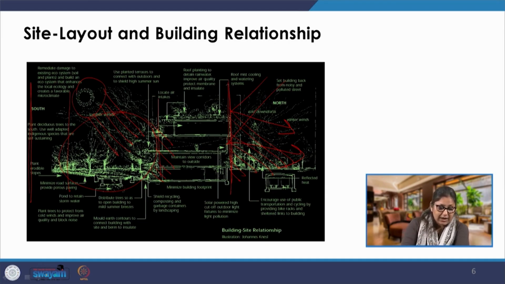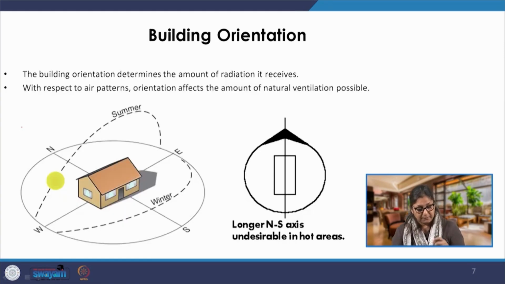We may be looking at the soft ground versus the hard ground. So, how much is the ground coverage? All that is going to come in as the first step, site layout and relationship of the building. Once we have decided that, we are talking about building orientation.